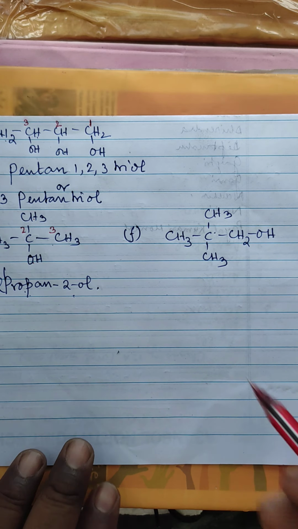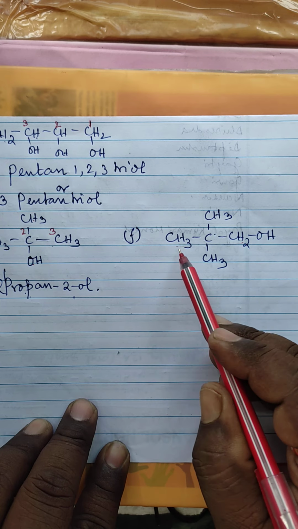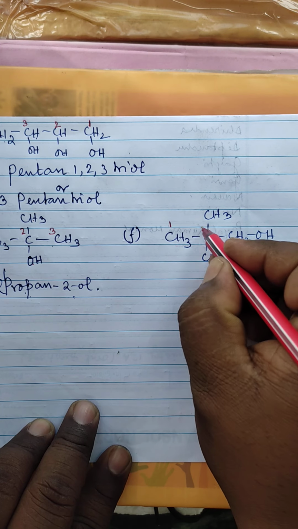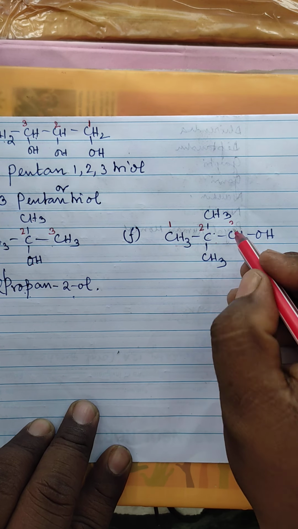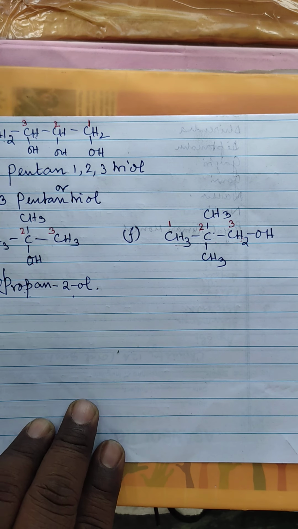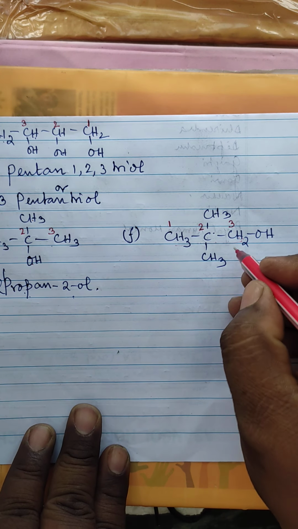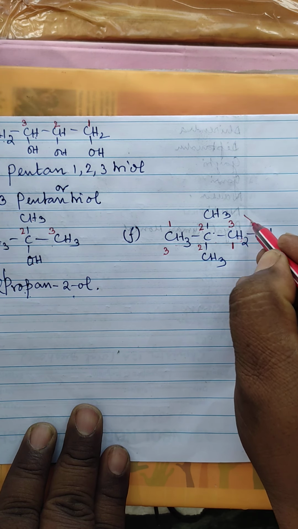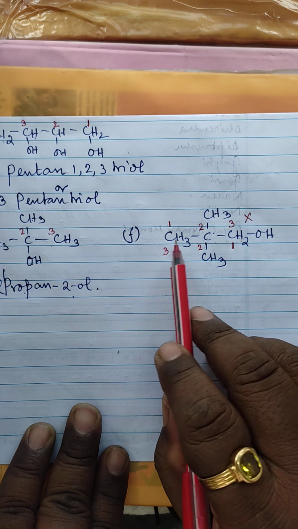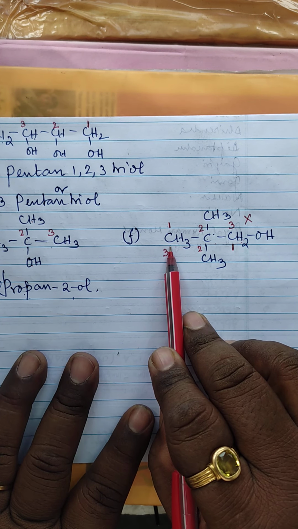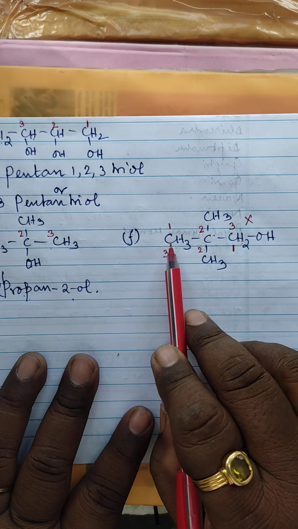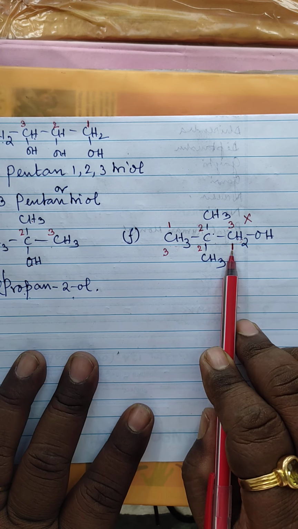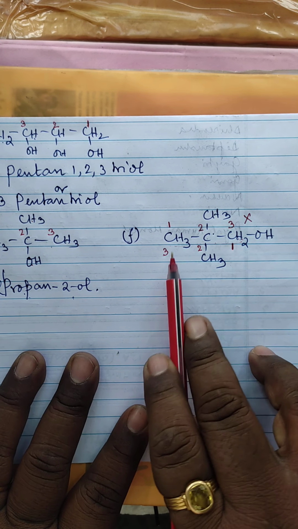In this compound again we have to count the total number of carbons. The total number of carbons here is 3: carbon 1, carbon 2, carbon 3. But you should know that OH always gets the preference. So this way of numbering is wrong. It might look like I can start the numbering from here, but actually OH gets the preference, so this becomes carbon 1, this becomes carbon 2, this becomes carbon 3.